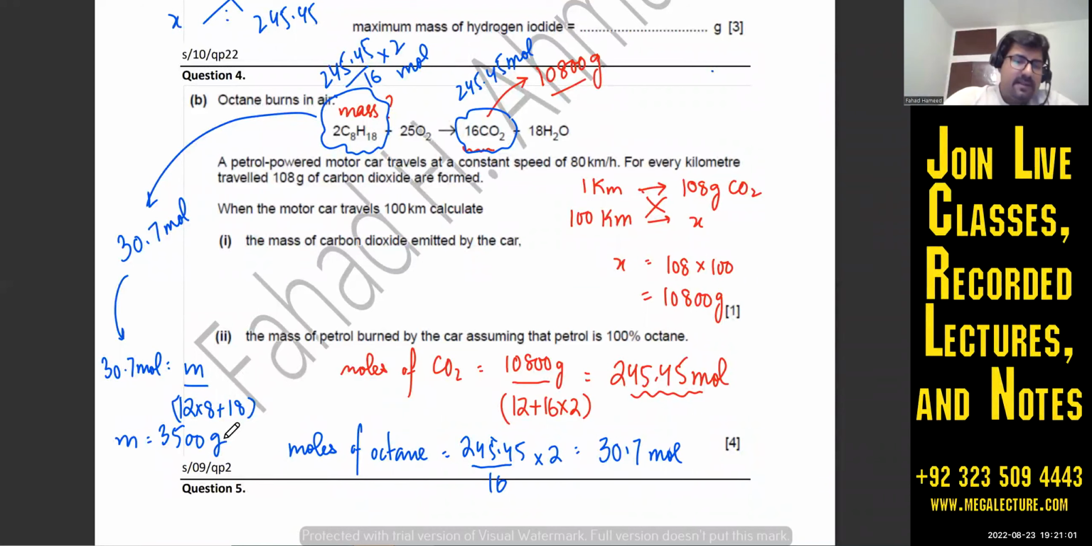So that's going to be your answer. Okay, so just remember this trick here: the equation deals in moles, so you have to convert everything into moles. Then once you find the moles, you want to find the mass, then you can apply the formula. Okay.